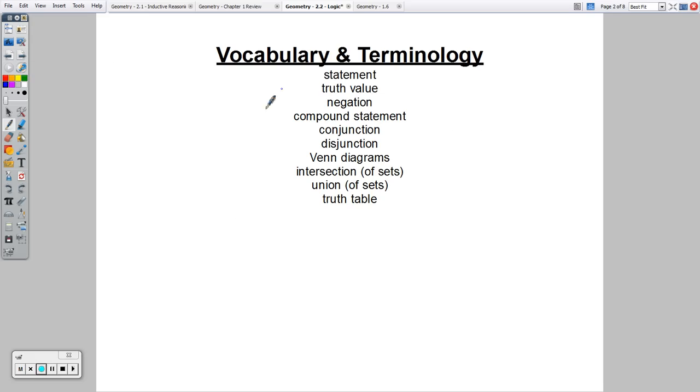And so make sure you know what these terms are now. If you don't understand the terms, review the video, ask me questions in class. If you're one of my students, comment on the video. Just make sure you get it down.